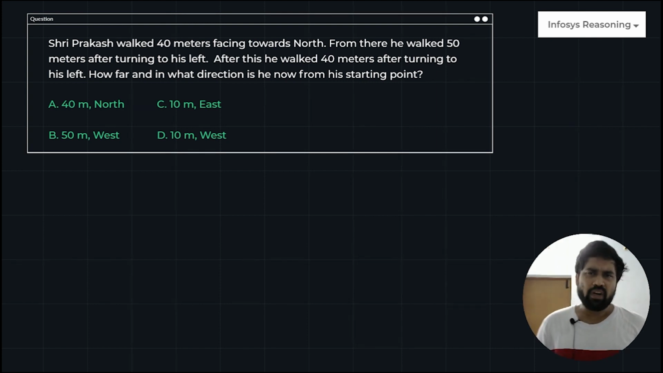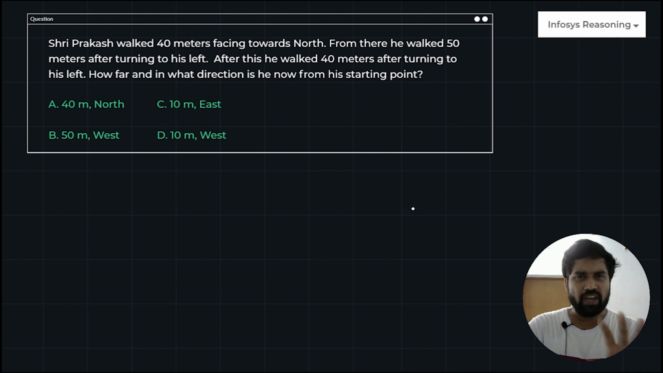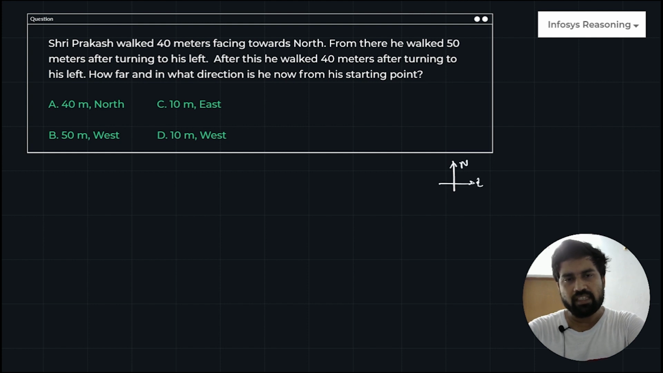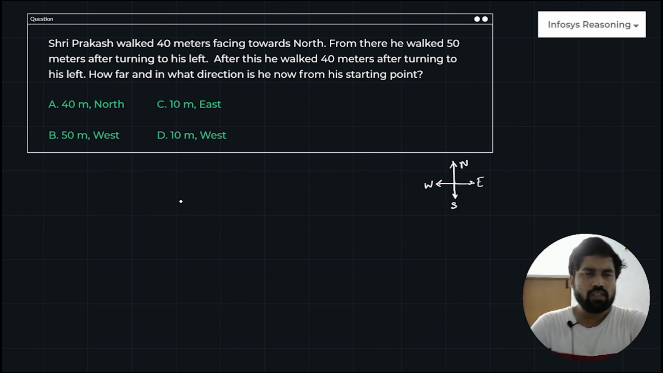So I hope everyone did well. Now look into the explanation of how to do this. Sri Prakash walked 40 meters facing towards north. Whenever you see this type of direction related problem, you have to imagine the directions. We are always facing towards the north, our right hand is east and our left hand is west, and our opposite direction will be south. Start doing this problem parallelly when you are reading the data.